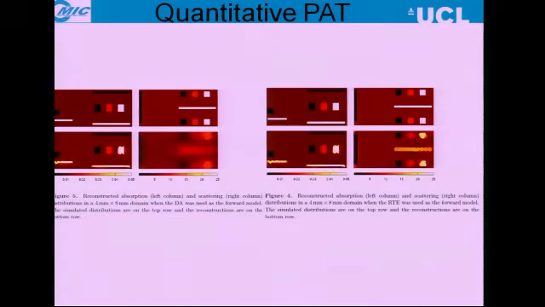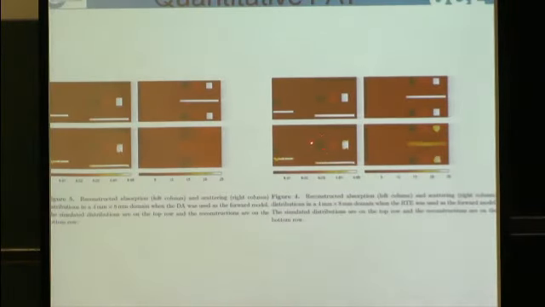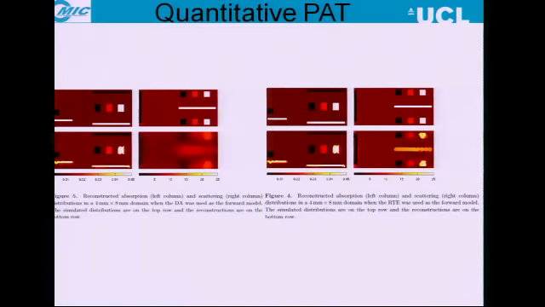If we put in a model based on the diffusion equation, we can get good reconstruction of absorption, but poor reconstruction of scatter. If we use a better model for the light propagation, we can get this improved reconstruction.